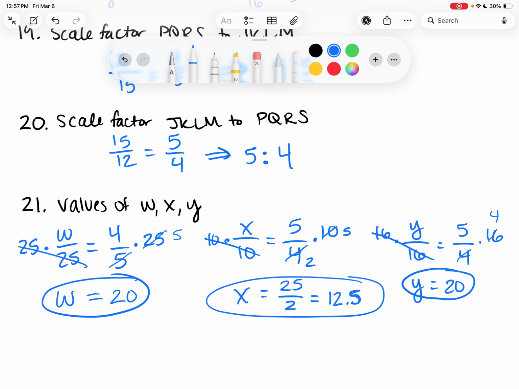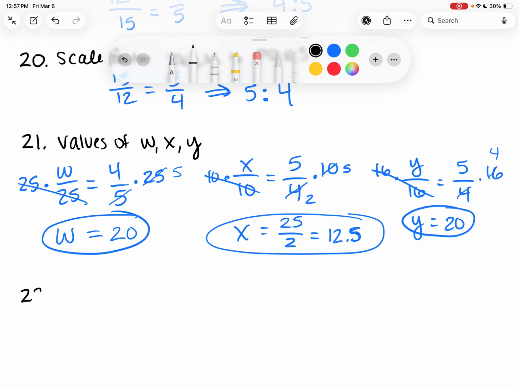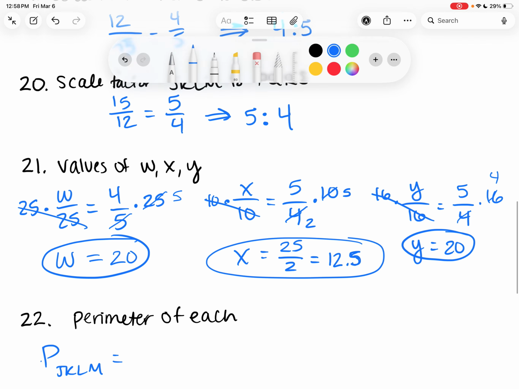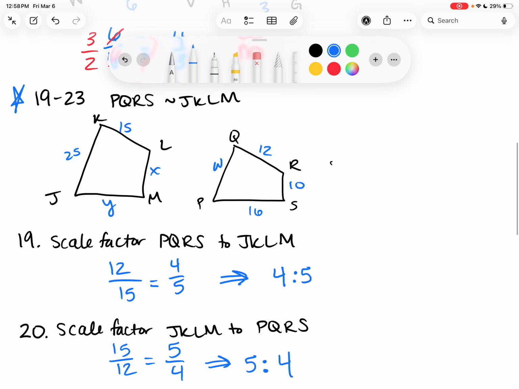Questions on how we found any of those values or similarities or anything? All right, the next part of the question 22 says to find the perimeter of each. So I would recommend that you maybe say like the perimeter of JKLM or something like that, just so that you're specifying which one's which. So JKLM, X was 12.5 and Y was 20, so I would probably go up here and just write 12.5 and 20. How do I find the perimeter of this shape?